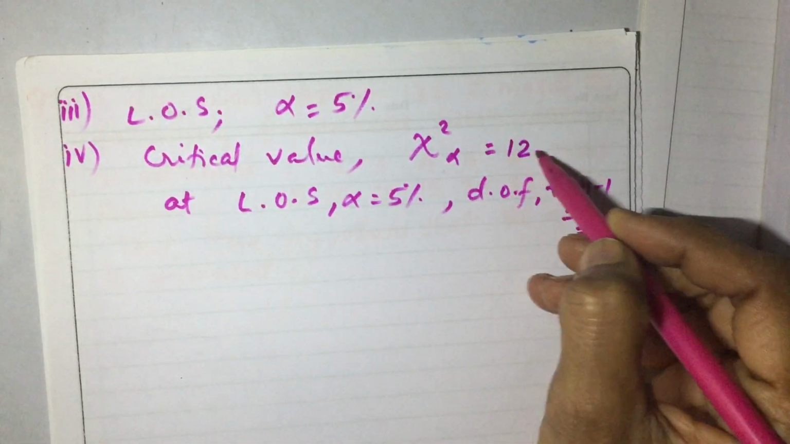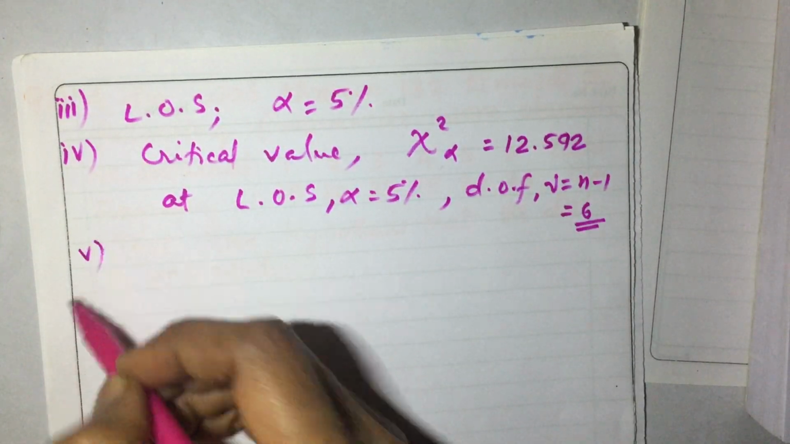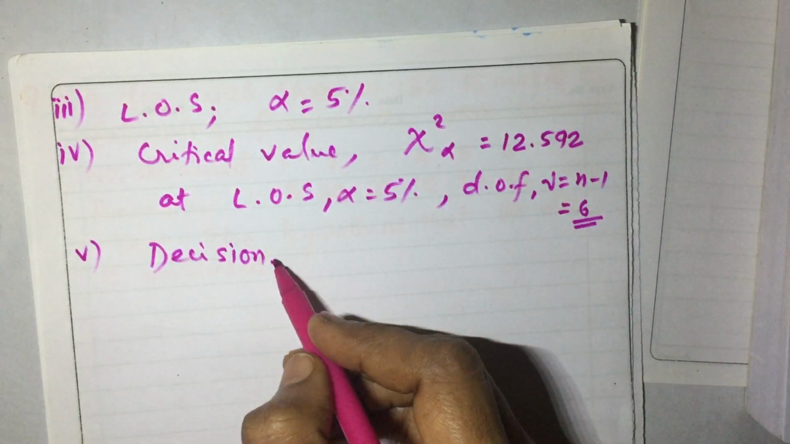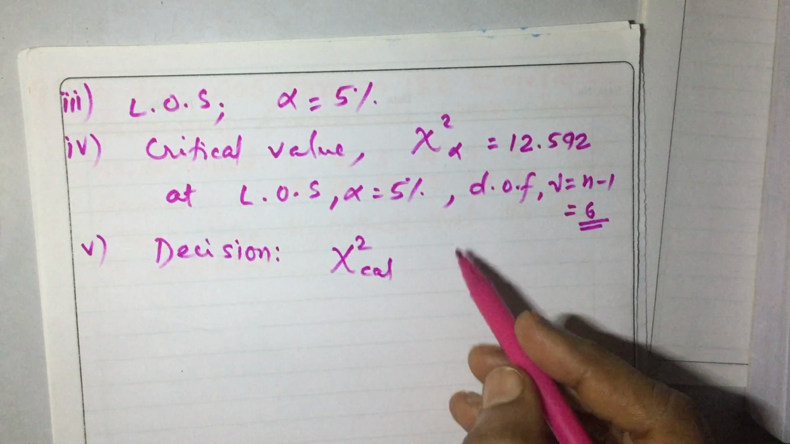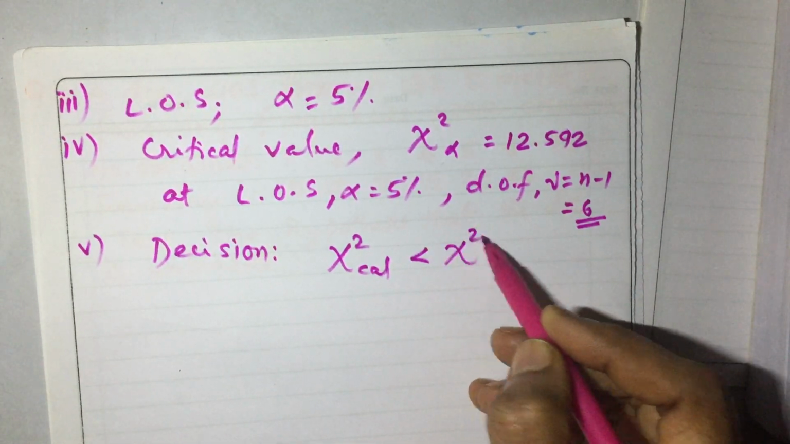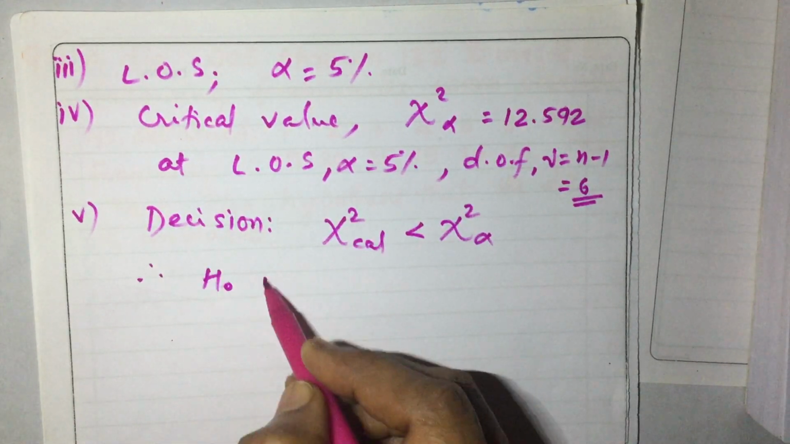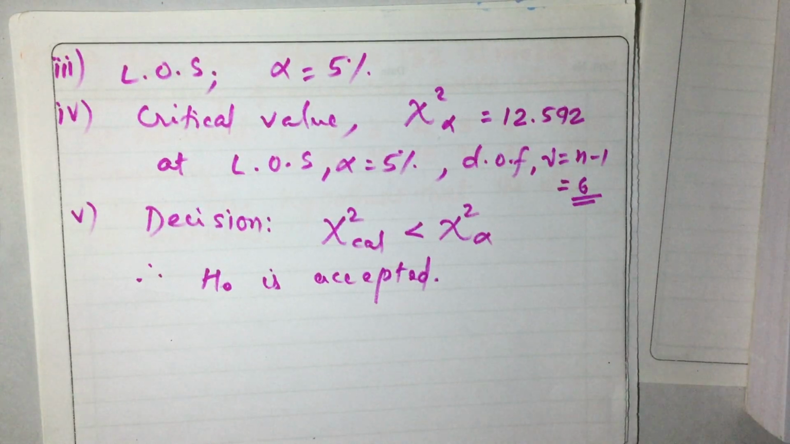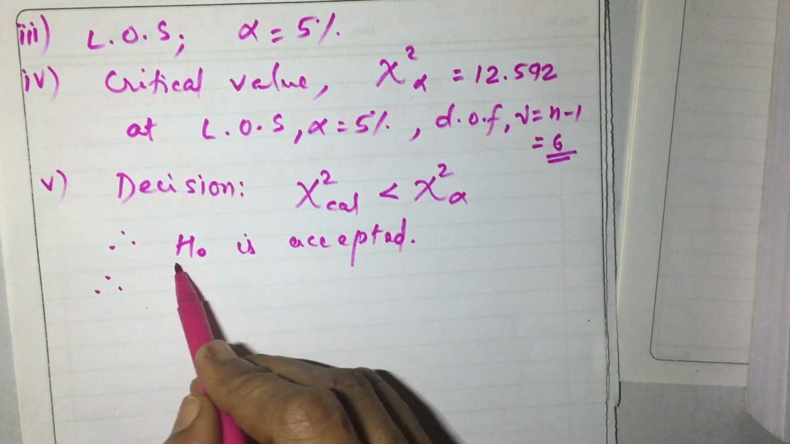So this is 12.592. Okay, so that is the critical value. Now decision. Decision is chi-square calculated value, we got it as 2.33. This is very much less than chi-square table value alpha. Therefore, H0 is accepted. What was your H0? That is, accidents occur equally on all days. Therefore, we accept that hypothesis.